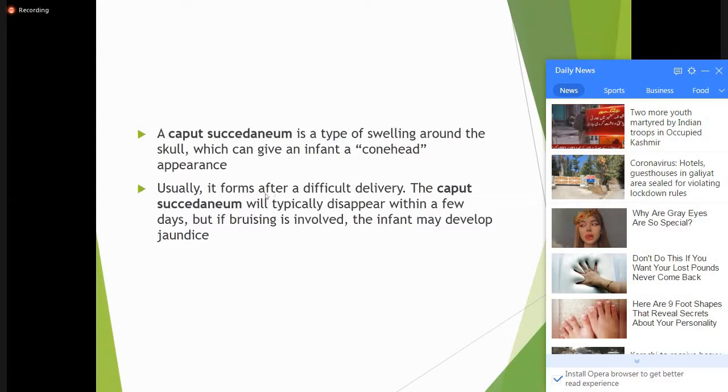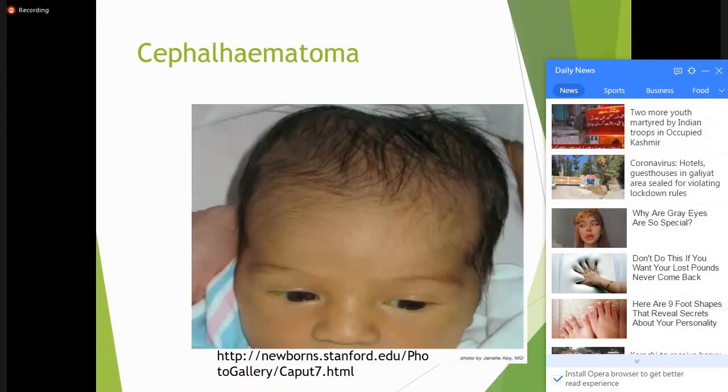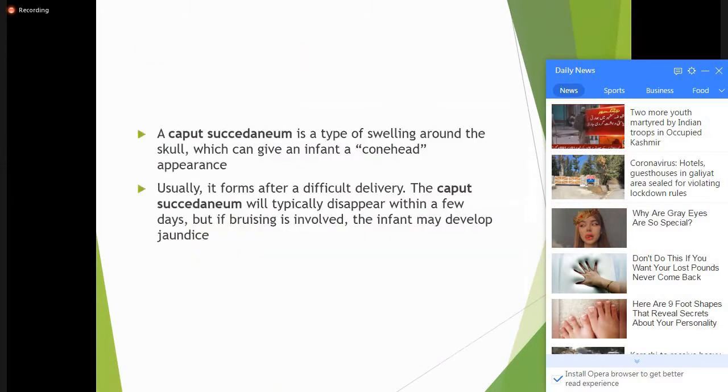So caput happens because whenever the mother pushes, the baby's presenting part touches the pubic bones again and again, and there is some trauma to the underlying bones, and there is collection of the blood. So caput is a swelling which is present at the presenting part, and usually subsides within 7 to 10 days. And you don't have to worry about it.